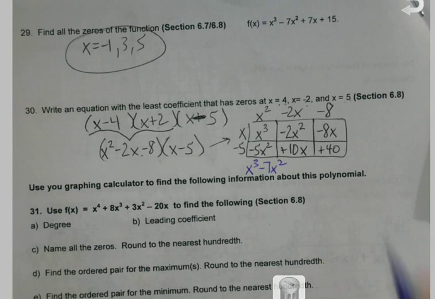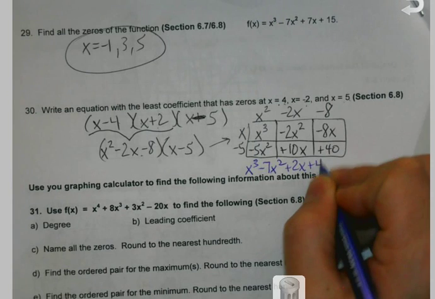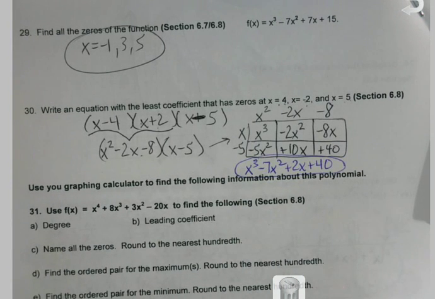Not a lot more changing of exponents. We're just combining like terms, and that's it. We're done.